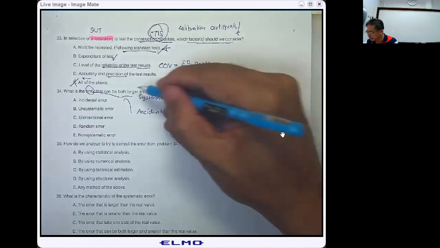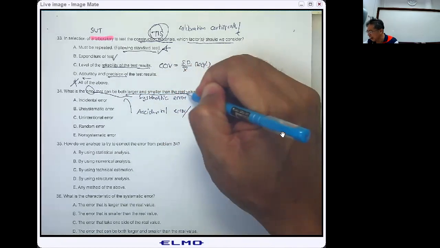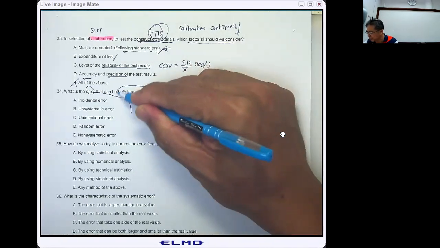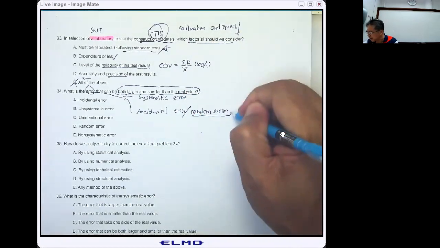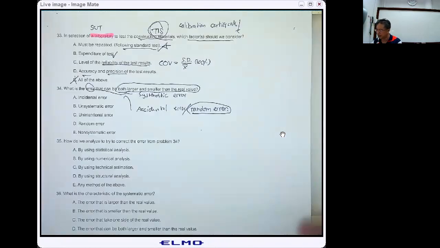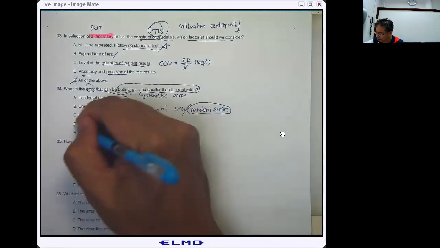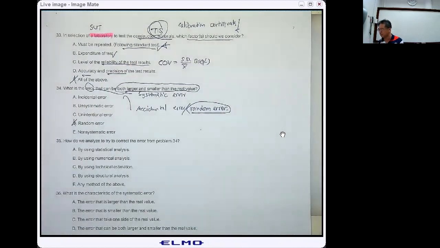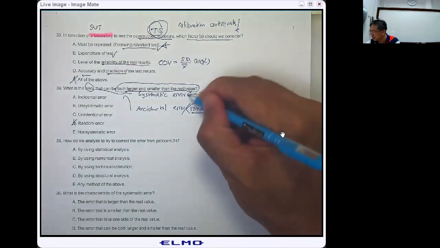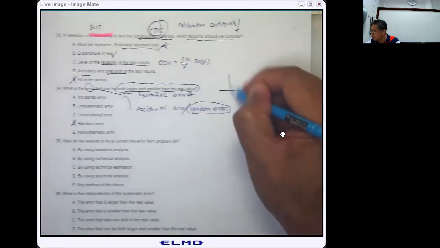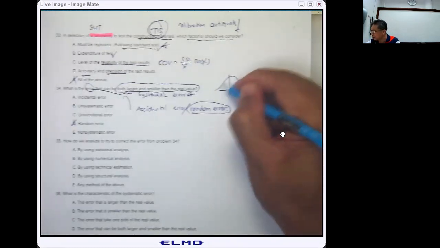Okay, the one that can be both larger and smaller value, that means it's going to be the random error. It can be anything. So you just put this one is random. Okay, when it's systematic, it's going to be one size. It could be one side.